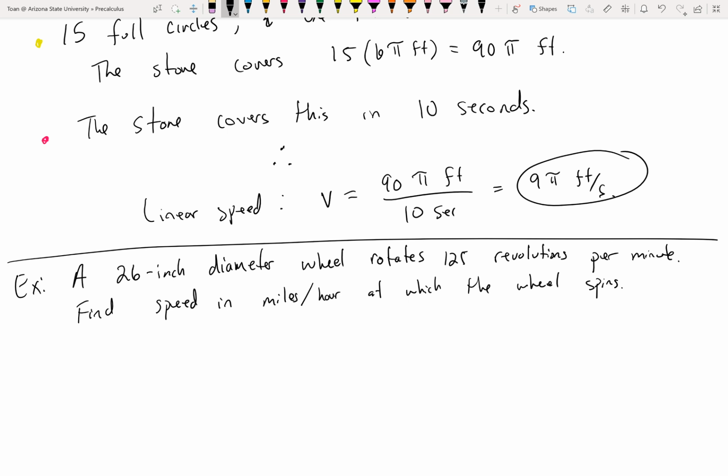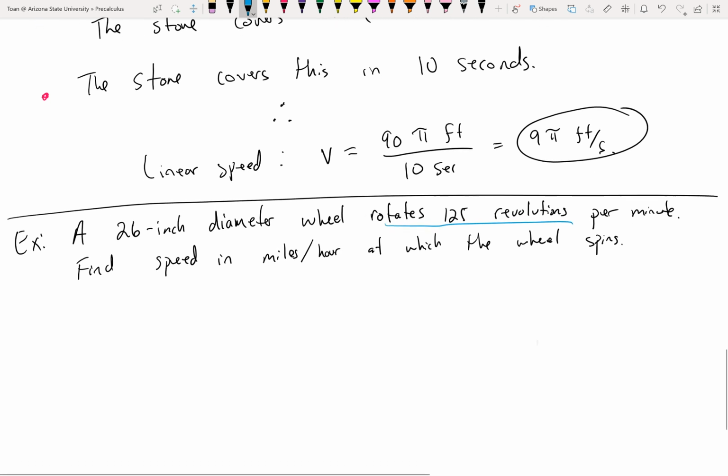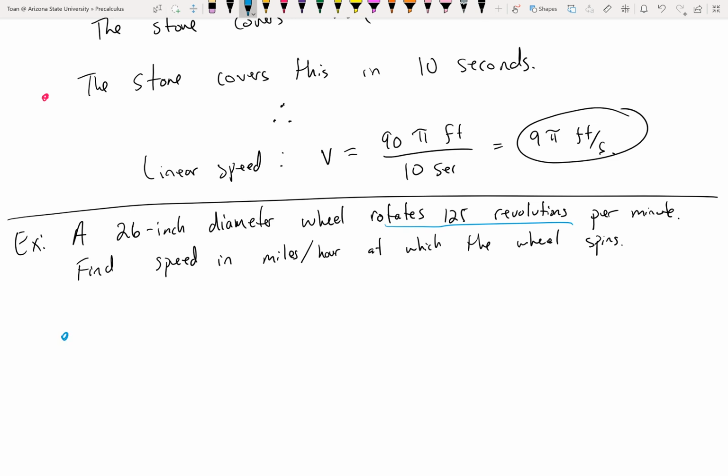Well, to find linear speed, we need distance over time. So what information do they give us in terms of circles? Well, they tell us it rotates 125 revs per minute. Okay, so we have 125 full circles at 2 pi times r. Now, in this case, the diameter is 26 inches, so the radius is actually 13 inches.